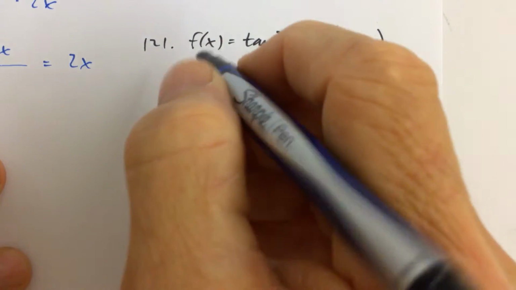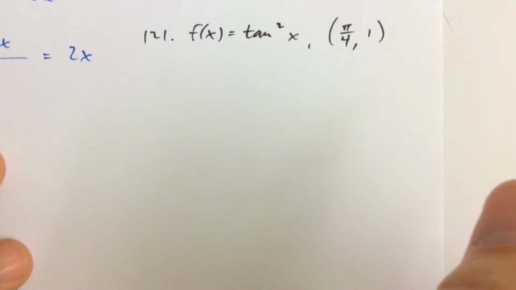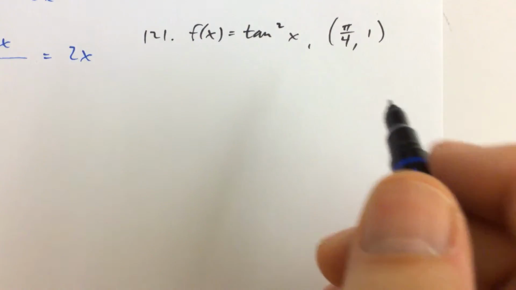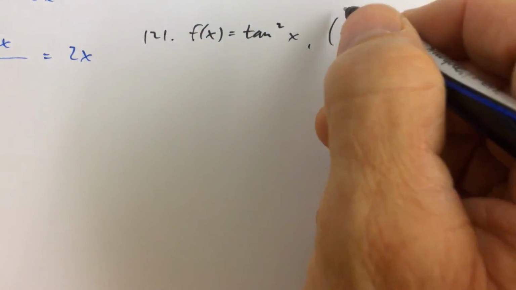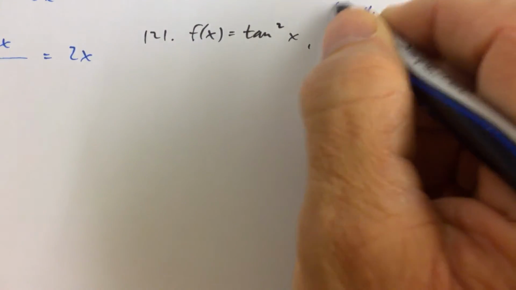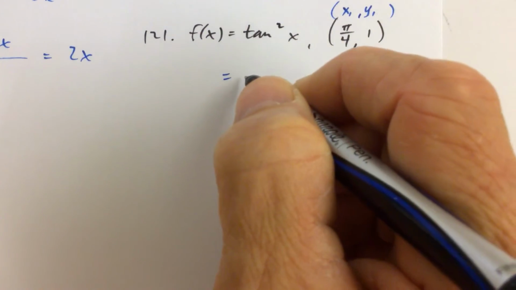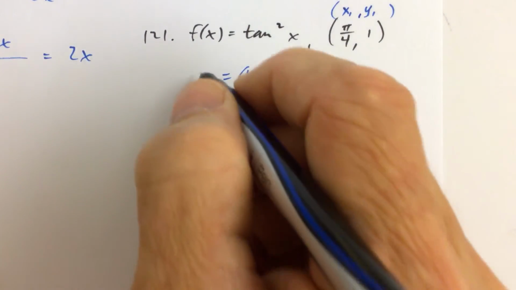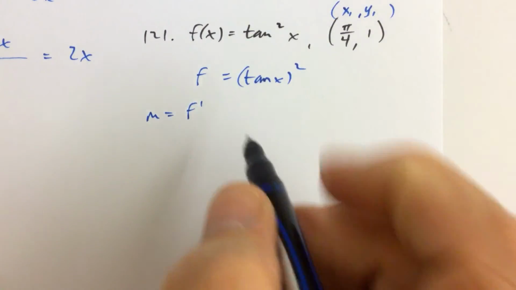Finding an equation of a tangent line is one of the single most important problems that you can solve in this unit. Find an equation of a tangent line, and that's what we're trying to do here. In order to find an equation of a tangent line, we have to have a point, an ordered pair, and we have to have a slope. And to get the slope, let's rewrite f of x as tangent of x quantity squared. And so if f is equal to that, we get the slope of our tangent line by taking the derivative.